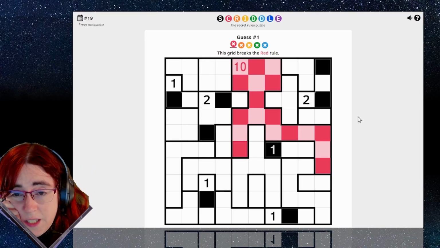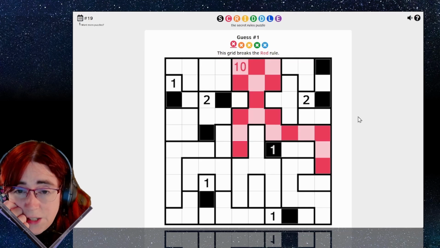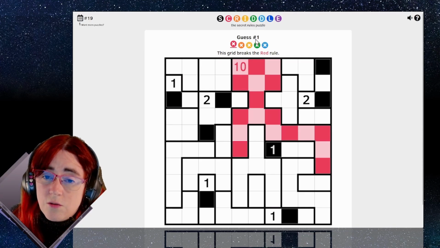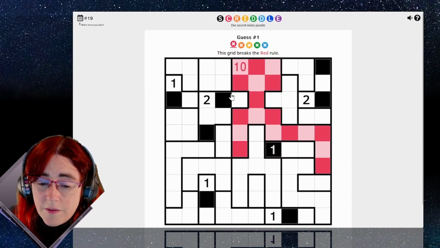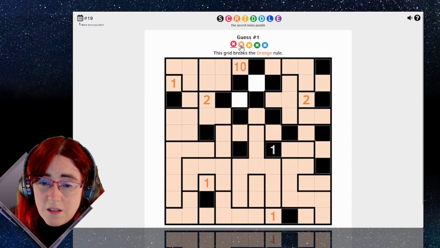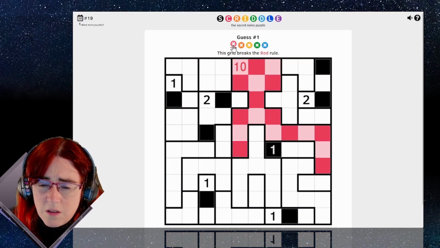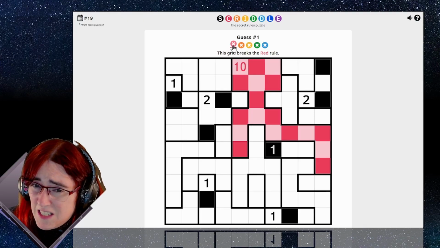I mean, conceivably, it could be that the number tells you the minimum number of white cells in a region. So we could test that for the red rule, because the other ones all meet that because we put in the minimum possible number of black cells. So orange seems to be we want to keep our white regions small. Red, I'm gonna guess red is no more than the number of white cells.